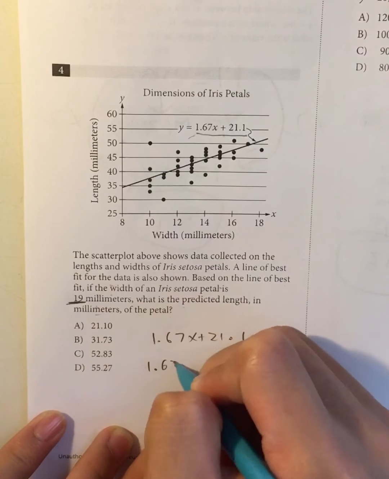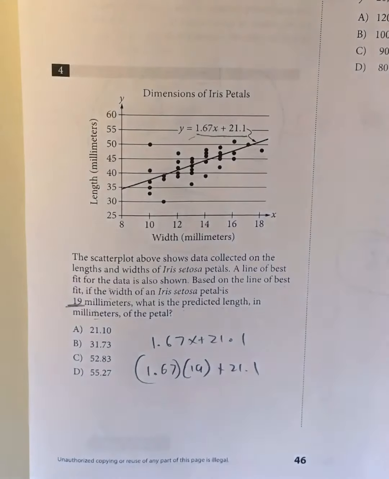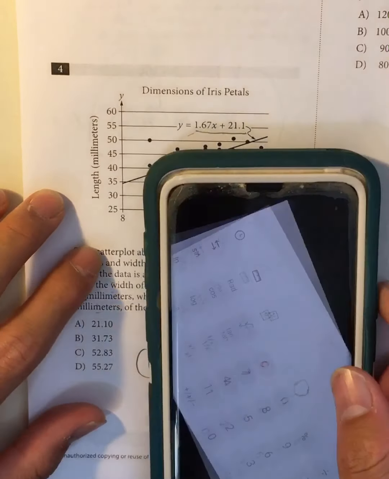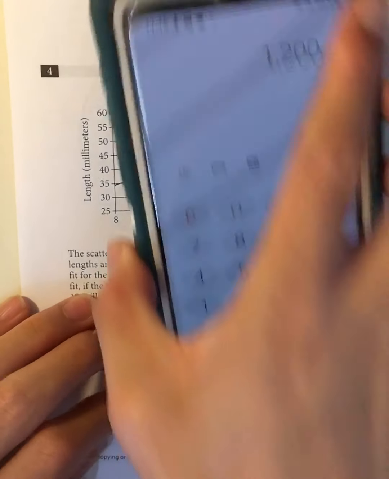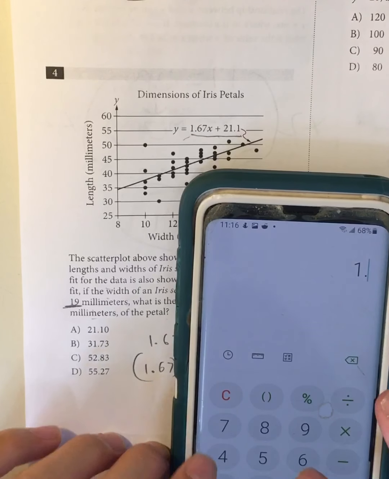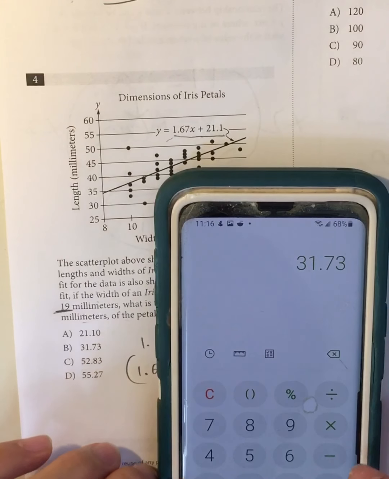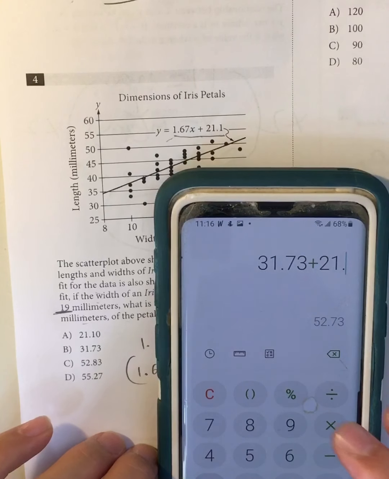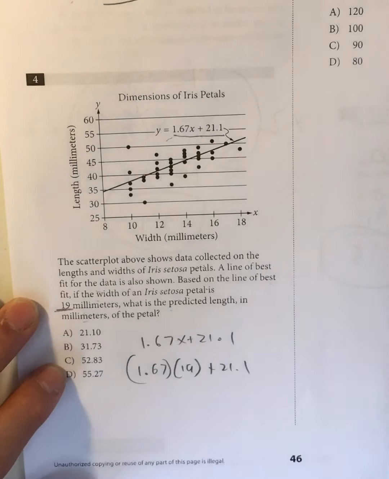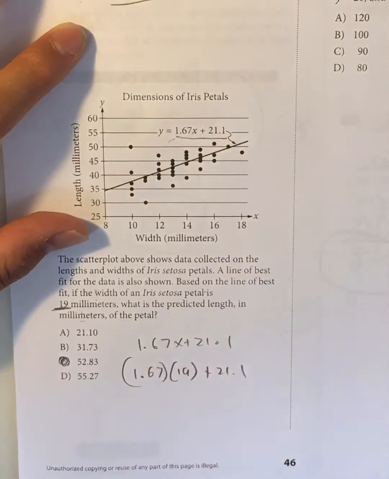So what is 1.67 times 19 plus 21.1? So let me just grab my phone. Alright, and so you guys have the calculator. Let me just plug that in. 1.67 times 19 is 31.73 plus 21.1 gives us 52.83. That means our answer is going to be C, 52.83.